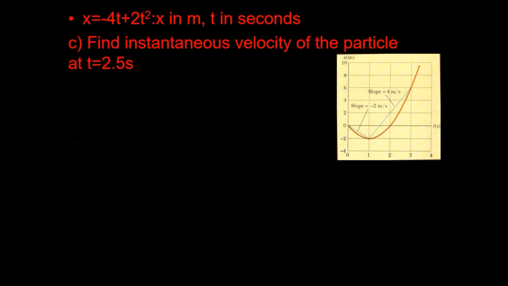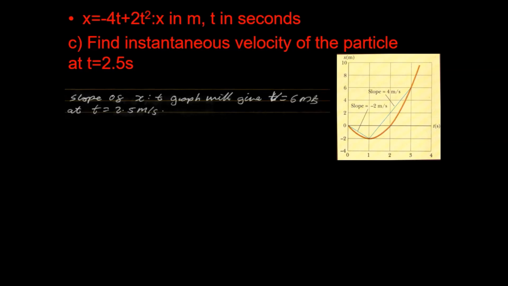For part C, if we're looking at the instantaneous velocity of the particle at t equals 2.5 seconds, well, the slope of the xt graph is going to give you 6 meters per second at t equals 2.5. So you can come over here to t equals 2.5 and you can look at that from the graph.